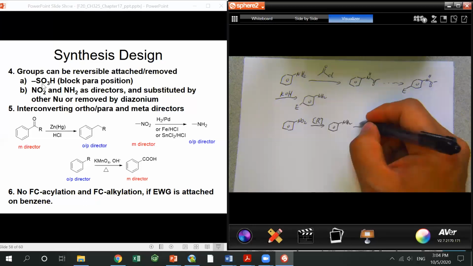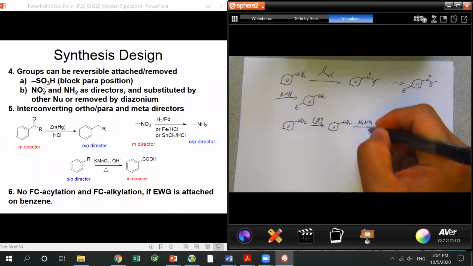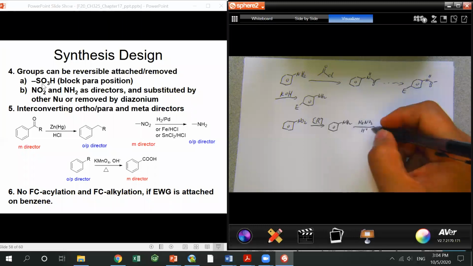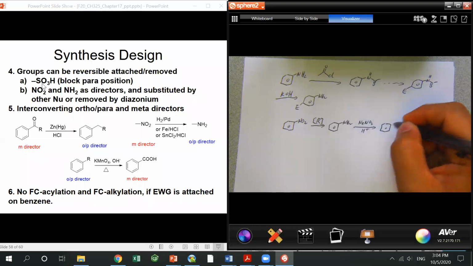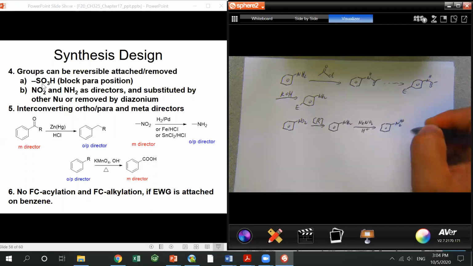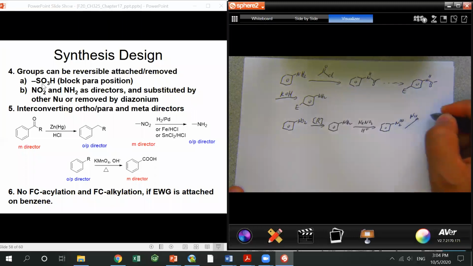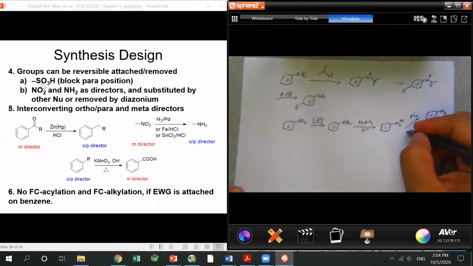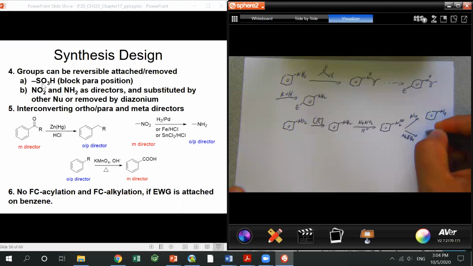Under some acid conditions, we can convert it to the diazonium ion, and then we can do any substitution reactions. Use a nucleophilic substitution reaction, or directly use sodium borohydride or hypophosphorous acid, so you can cleave off the whole NH2, giving back benzene.